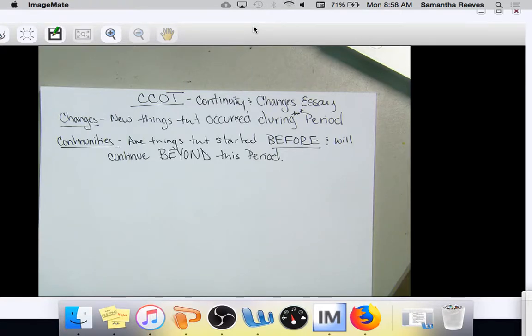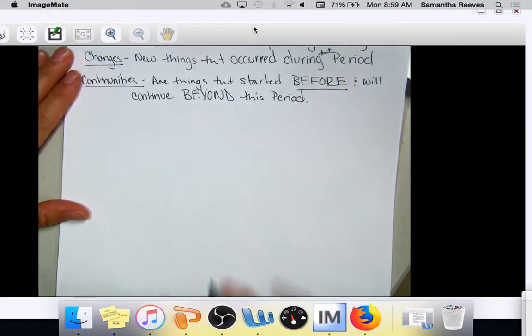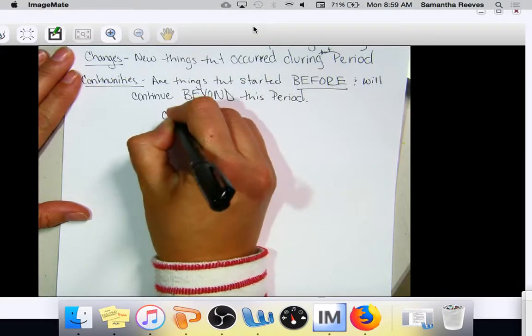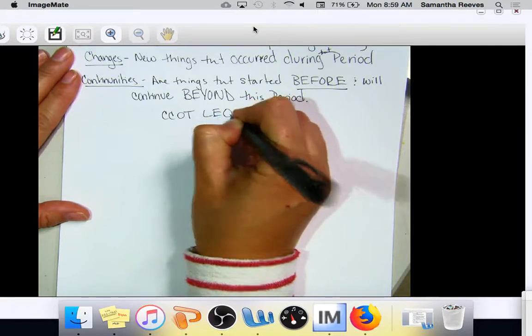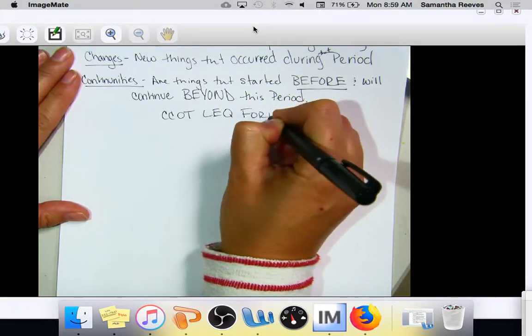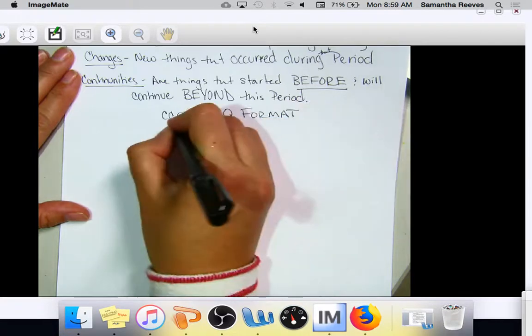Ladies and gentlemen, which one do you think is harder? Yeah. It's awful. It is hard, which is why we've waited this long to start them. Continuities and changes. Your LEQ, CCOT, LEQ formatting. You're going to see that it's very similar to your LEQ.